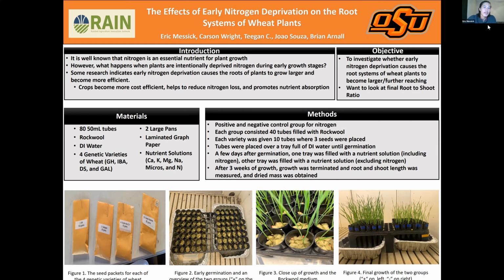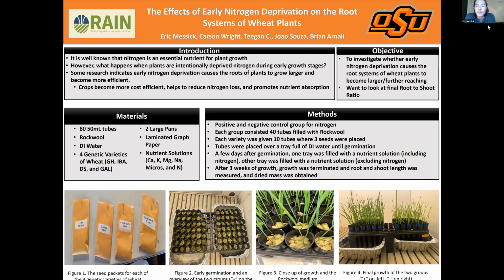It's well known that nitrogen is a pretty essential nutrient for plant growth. It's in a lot of the fertilizers that farmers use, and it really helps increase the yield. But we ask the question of what happens when plants are intentionally deprived of nitrogen during their early growth stages. Past research indicated that early nitrogen deprivation caused the roots of plants to grow larger and longer to seek out the nitrogen within the soil. By doing this, it also helps them become more efficient and more cost effective. It helps the plants reduce their nitrogen loss, promotes nutrient absorption, and it can even help the plants retain water better.